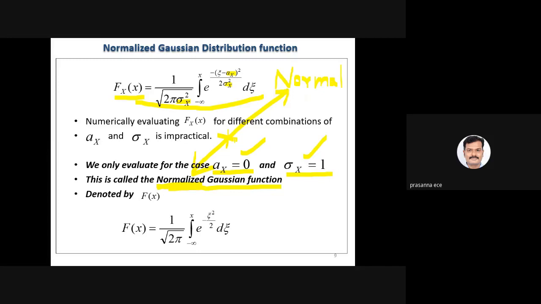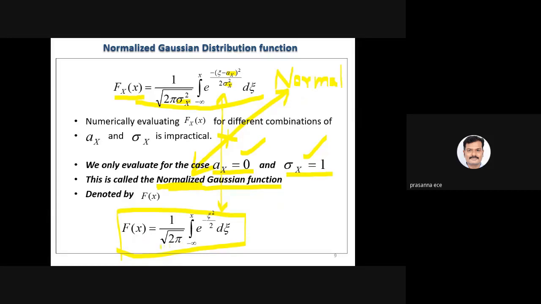Once we have simplified by putting these two constants, what we obtain is this function. This is the thing we get after simplifying, putting ax equal to 0 and sigma x equal to 1. Just compare this function and this function. It is obtained by substituting these two values for ax and sigma x.